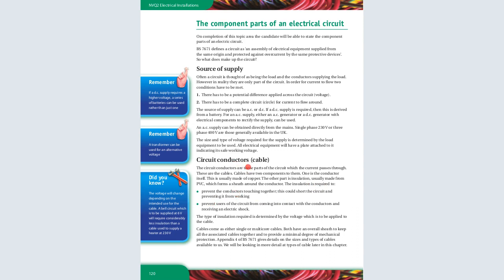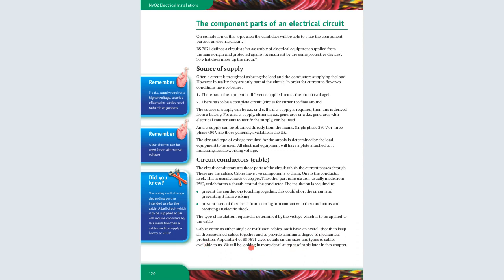So the conductor cable is the actual element that is able to transmit power or voltage. And then this conductor has to be covered, has to be protected by something called an insulator. So this insulation is normally plastic in nature. The type of insulator required is determined by the voltage which is to be applied to the cable. Now cables come as either single or multi-core cables. Both have an overall sheath to keep all the associated cables together and provide a minimal degree of mechanical protection.